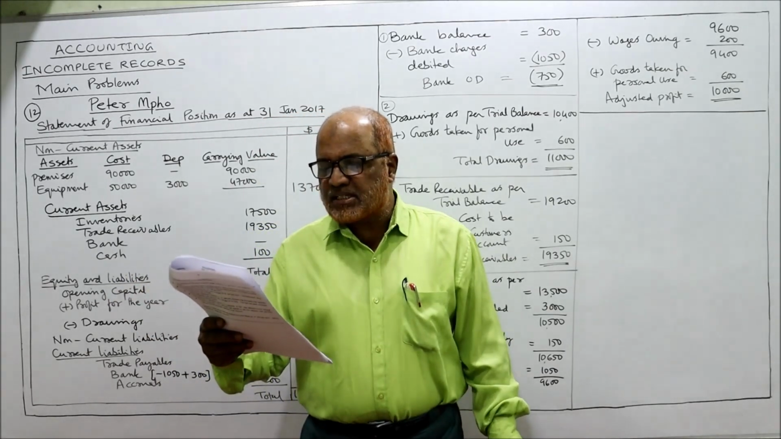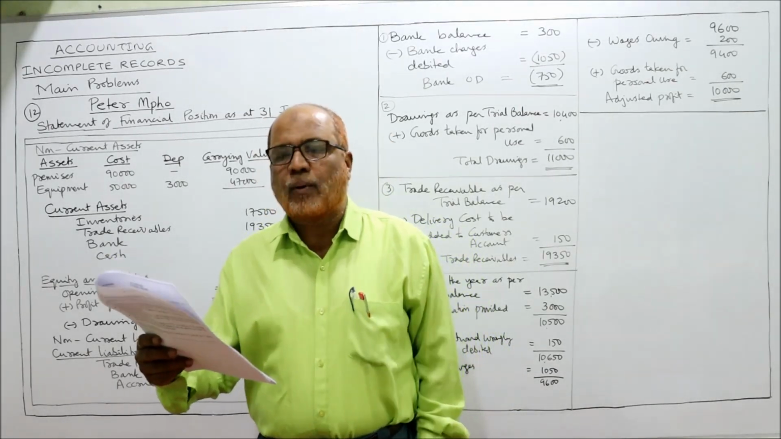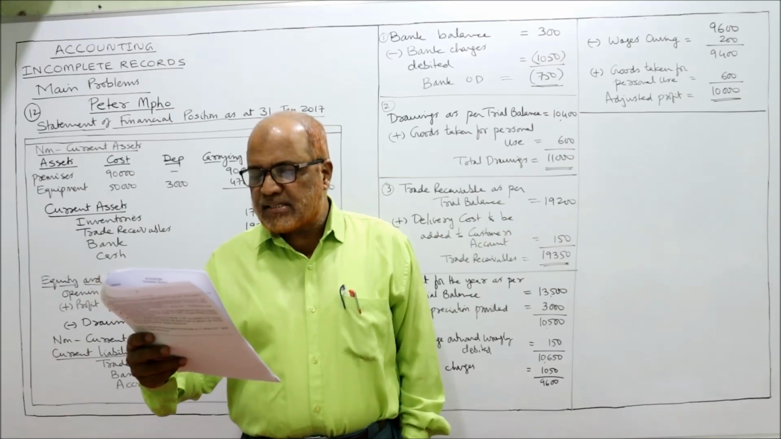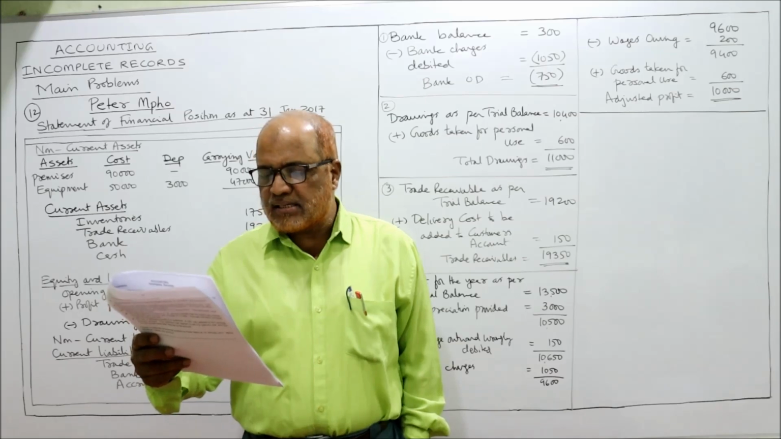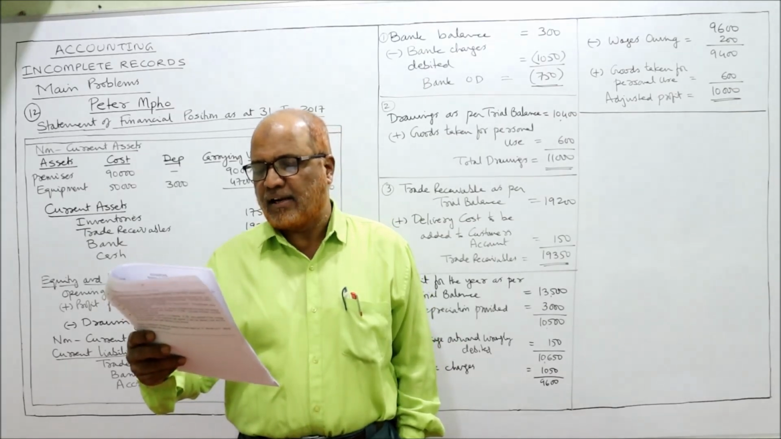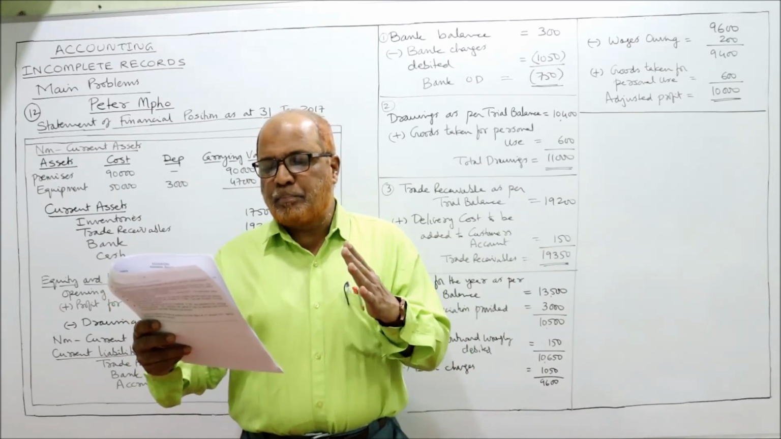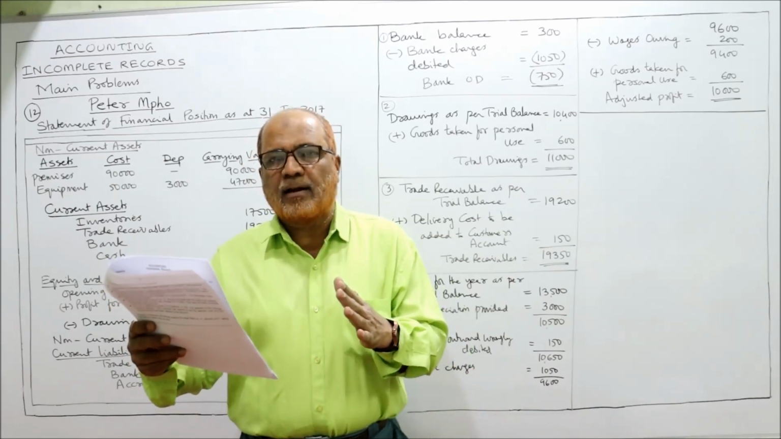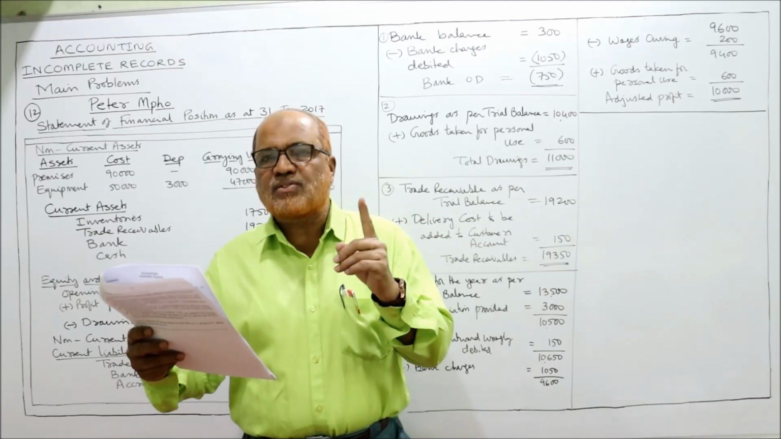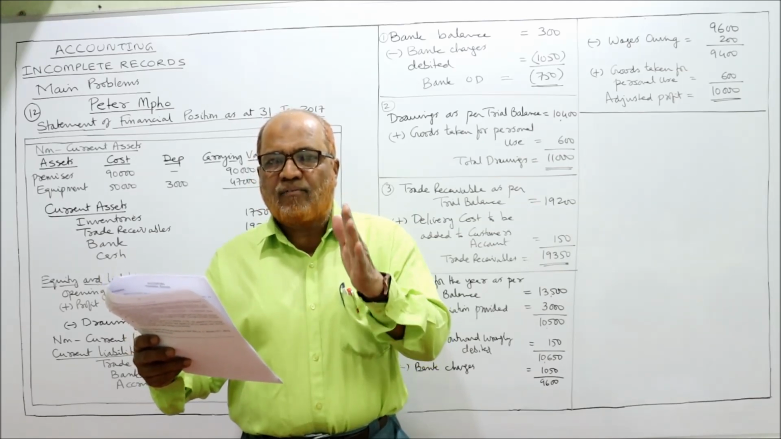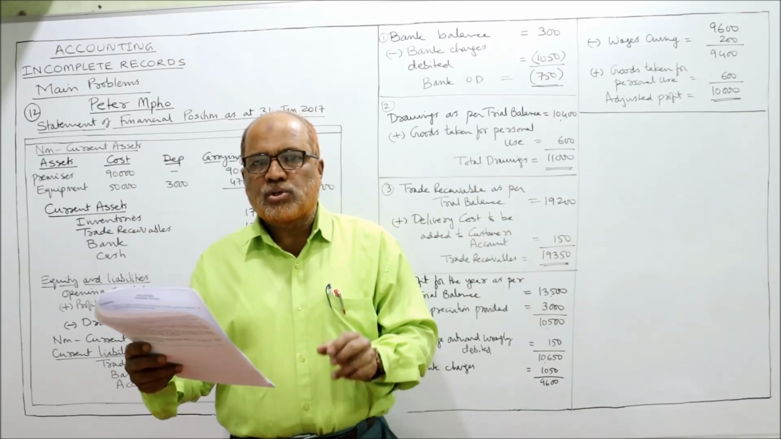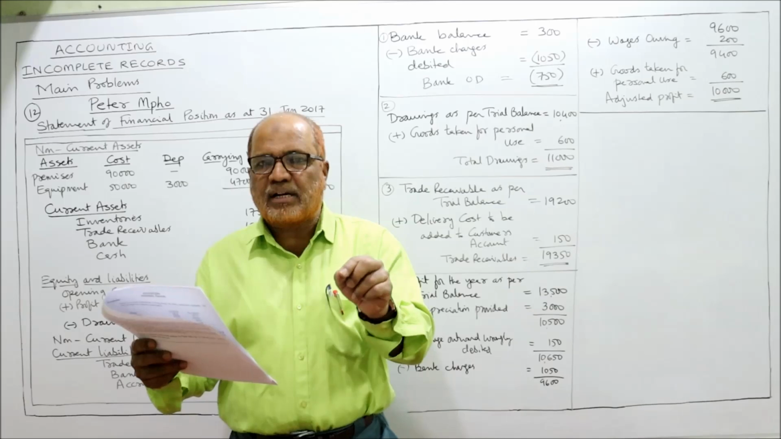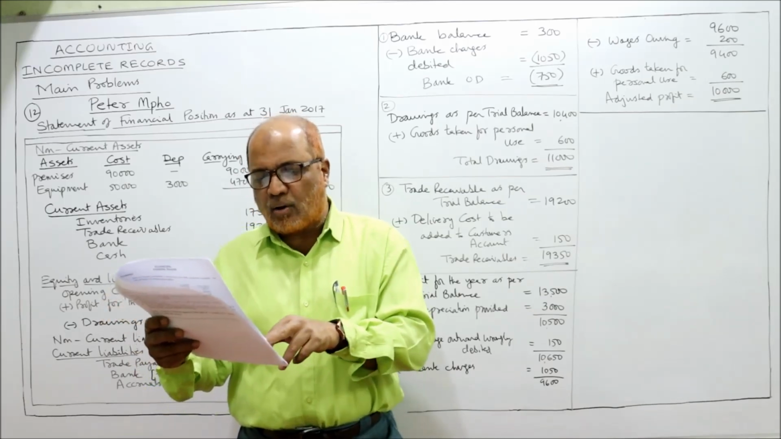Mr. Peter Foe started business on 1st Feb 2016. He prepared his trading and income statement for his first year of trading. The following balances remain in his books at 31st Jan 2017. Peter Foe is the sole trader. He started the business on 1st Feb 2016 and the year ends on 31st January 2017. So on 31st January 2017, what are the balances in his accounts?